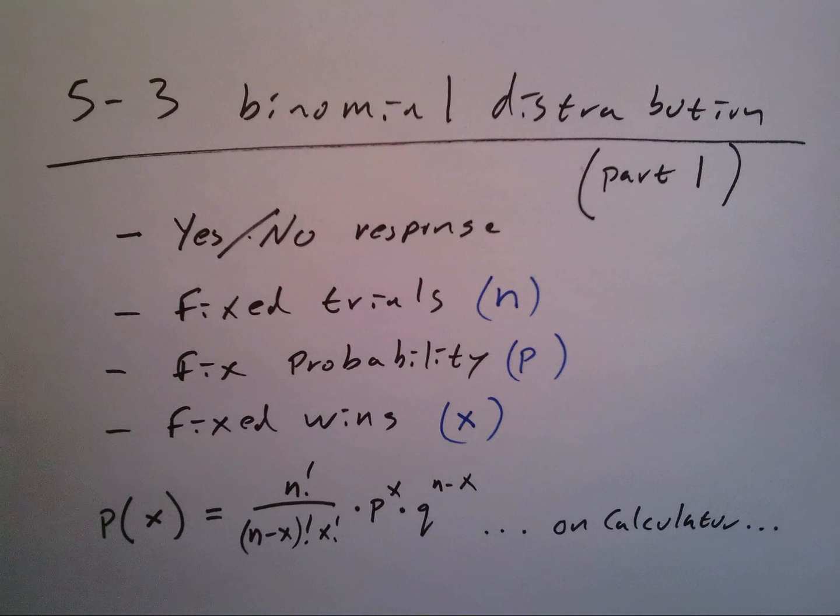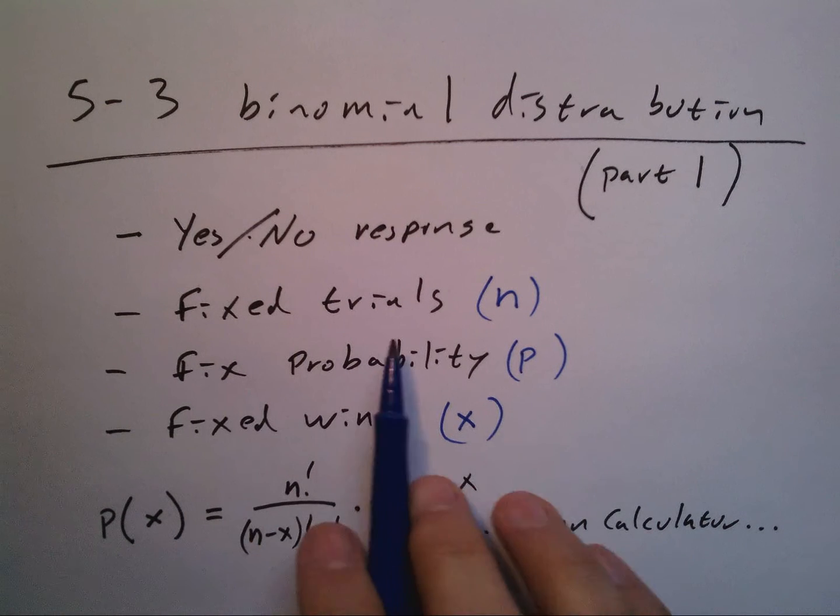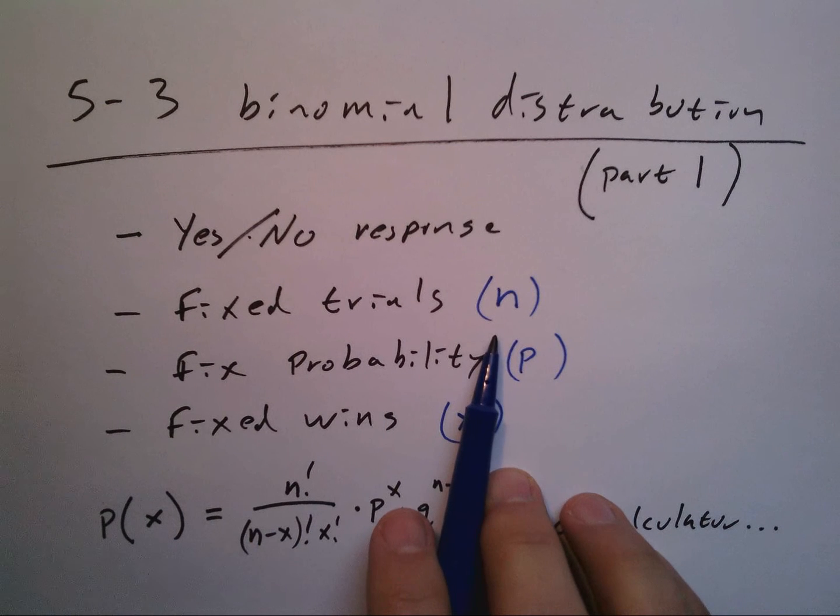Alright, this is 5.3, binomial distribution. In order for it to be a binomial, it has to have two possible outcomes: yes, a success, or no, not a success. That's part one. Part two is there has to be a fixed number of trials, right?